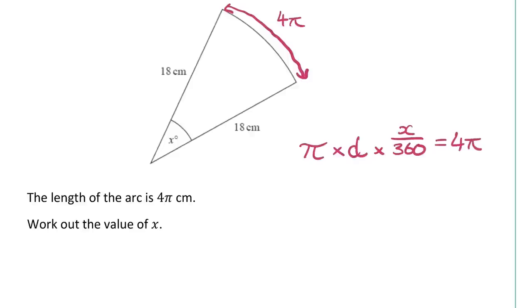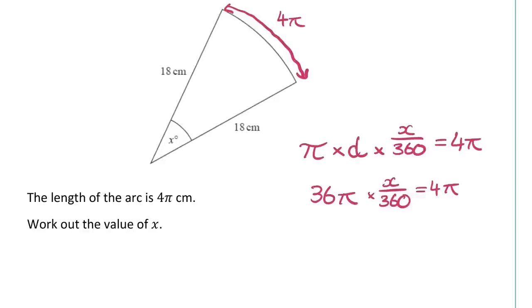So let's put the pieces in and see what we've got. So we have pi times the diameter. Now the diameter is obviously double the radius, so that is 36, 2 of those 18s, multiplied by x over 360 is equal to 4 pi. Now I think I prefer to write this as 36 pi over here, so I'm going to get rid of that rather than writing it all out again. 36 pi times x over 360.